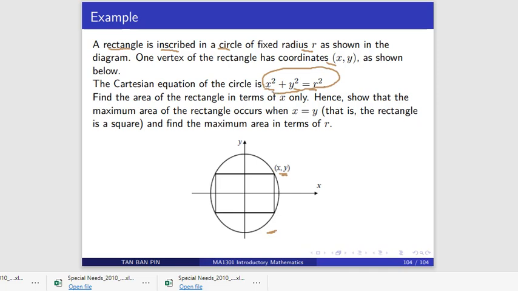The center is at the origin (0, 0), and it will give you radius r. That means this is r. This here is minus r. Here the y value is r. Here the y value is minus r. Here the x value is r. Minus r. Because the radius is r.